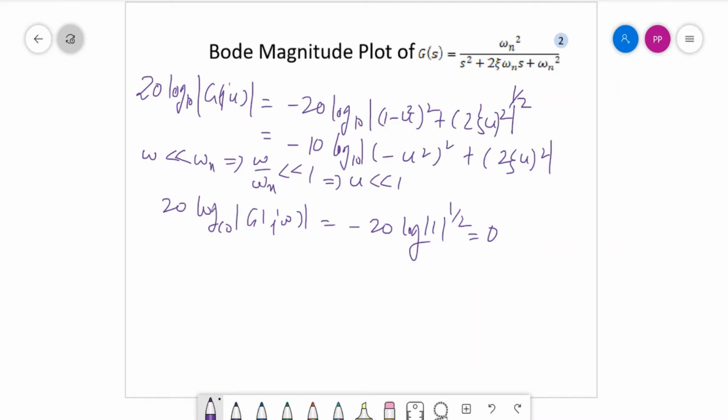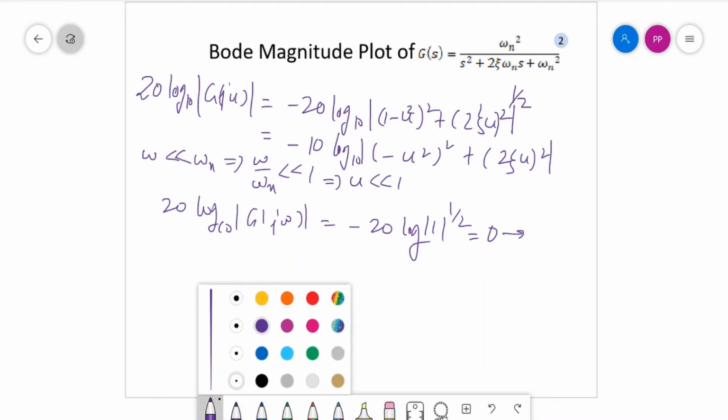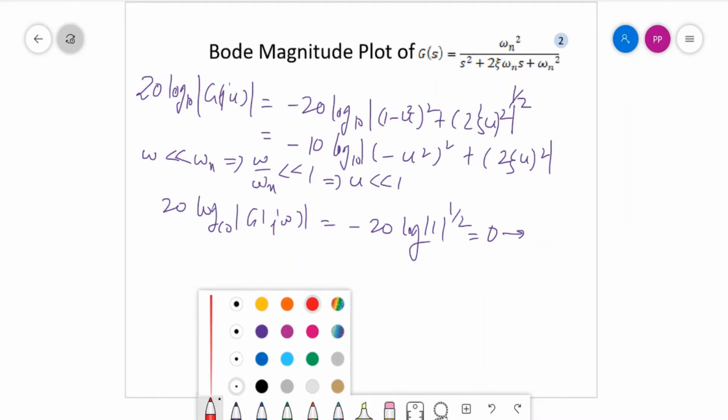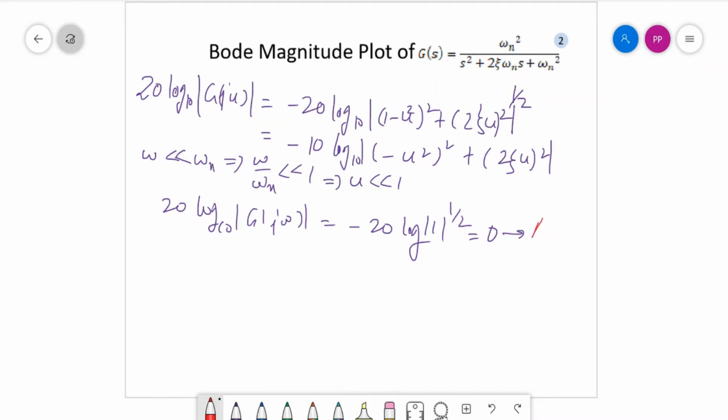So this is our first asymptote, asymptote 1. Let us start with the second asymptote.